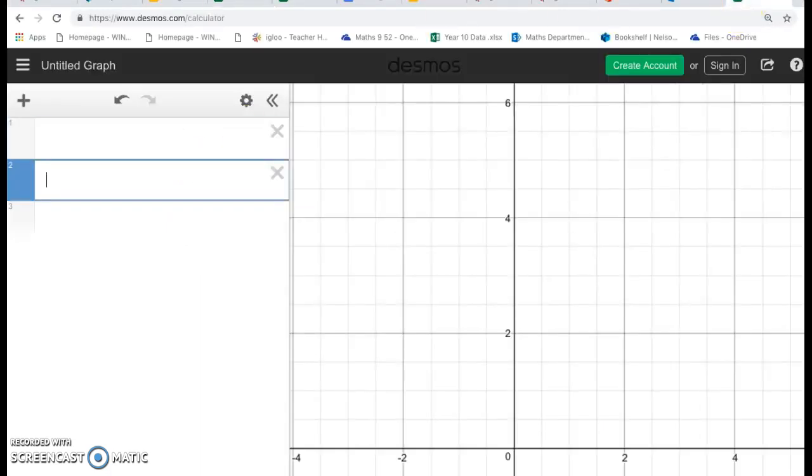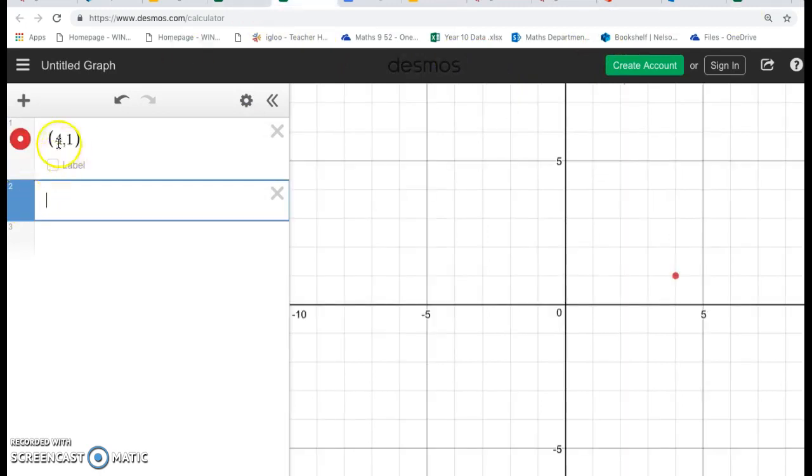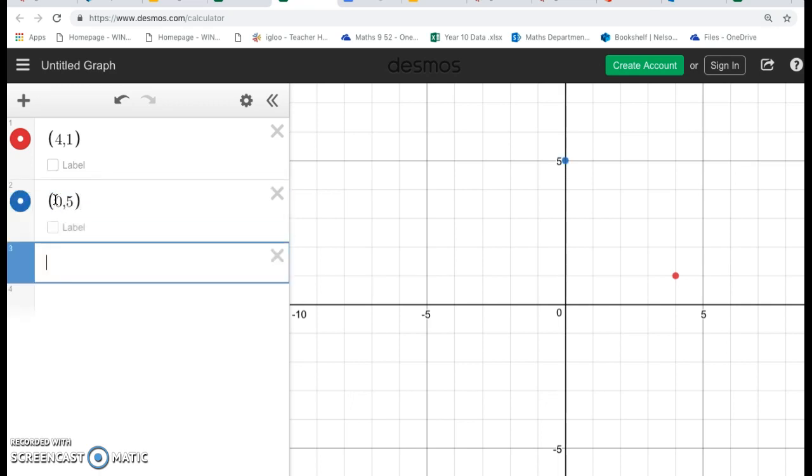and here comes Desmos. You pop in the points. (4, 1) is my first point, and you can see that that has come here. Remember, 4 across, 1 up. The second point, and I have to always use brackets, point B (0, 5). And you can see they've got the two points.